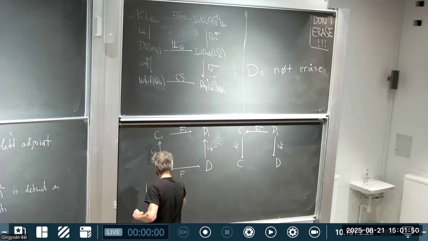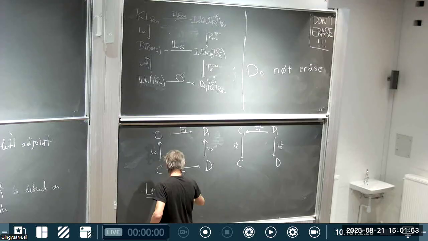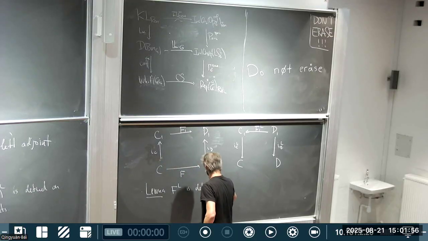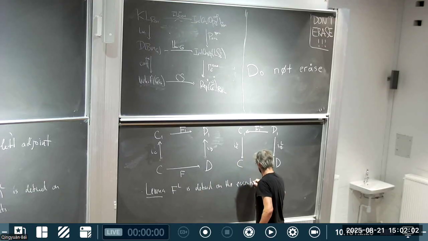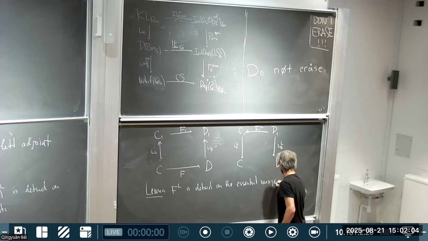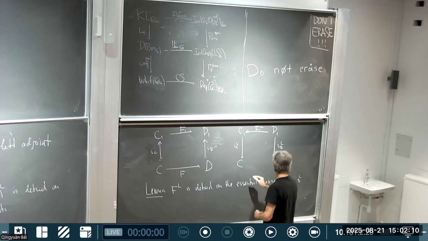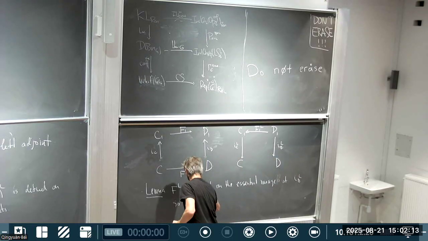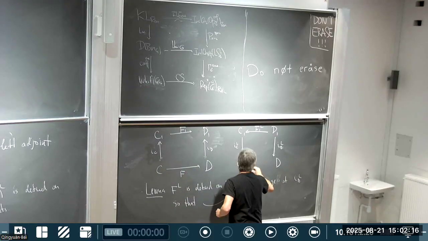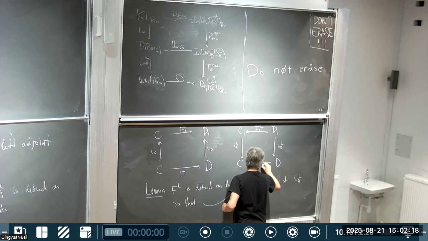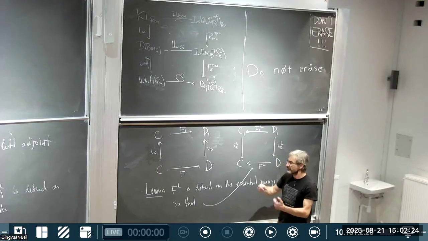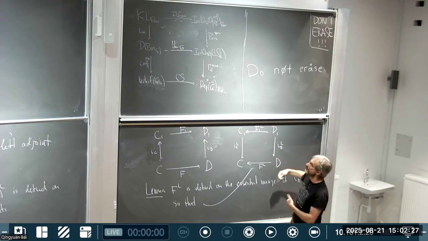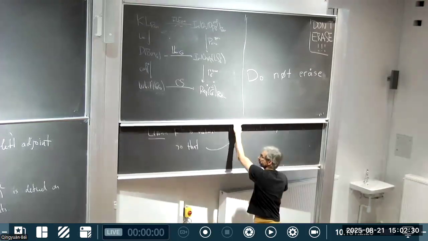Lemma: in this case, the left adjoint of F is defined on the essential image of I_D F, and moreover, this diagram commutes. No surprises here: if the diagram of right adjoints commutes, then the left adjoints commute too, but here I'm saying that the left adjoint is defined on the essential image of this. So now we'll use it immediately.